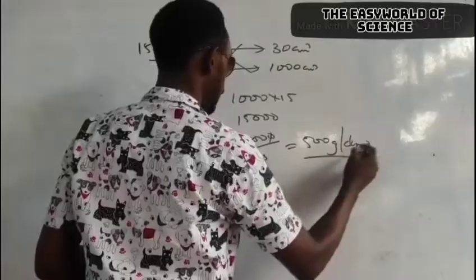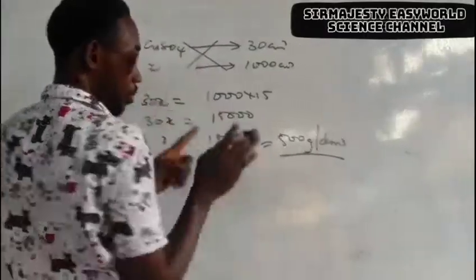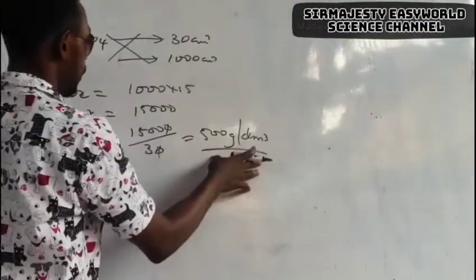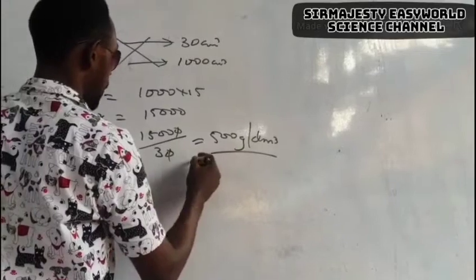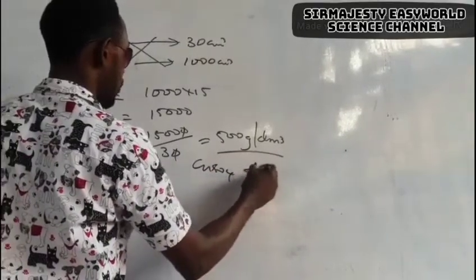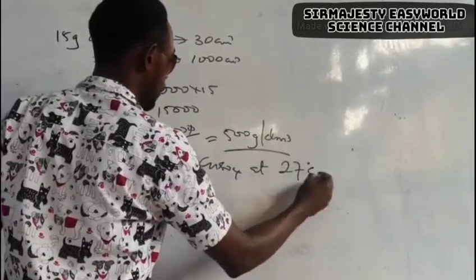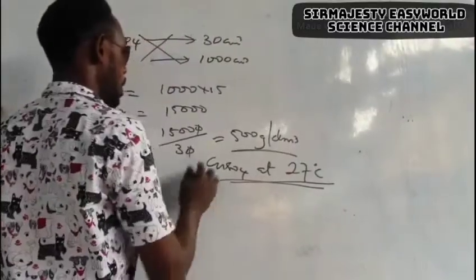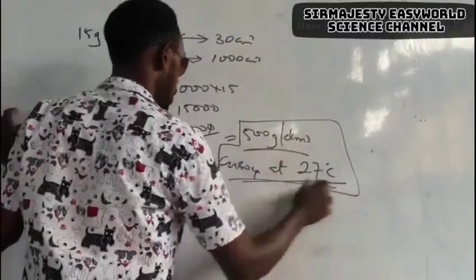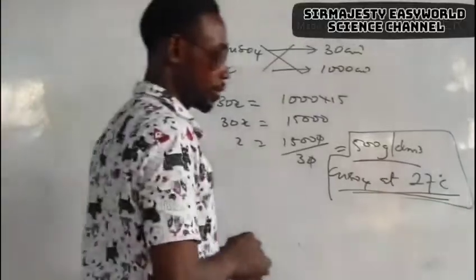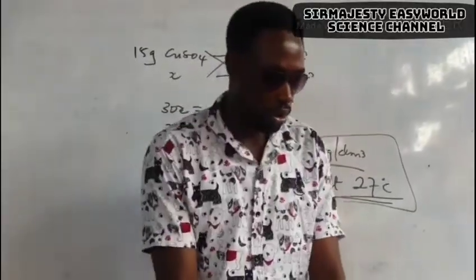So we have 15 divided by 3, 500 grams per dm3. So this should be the solubility, let's assume this is what we get after the experiment. Therefore, this should be the solubility of copper(II) tetraoxosulfate(VI). At what temperature? Remember, 27 degrees Celsius. So this is the procedure on how to get the solubility of an unknown sample. Okay.